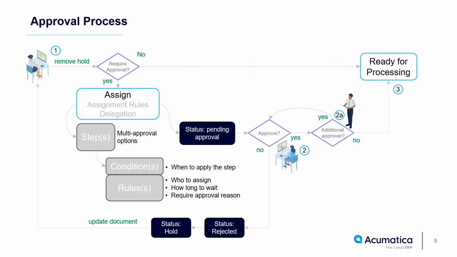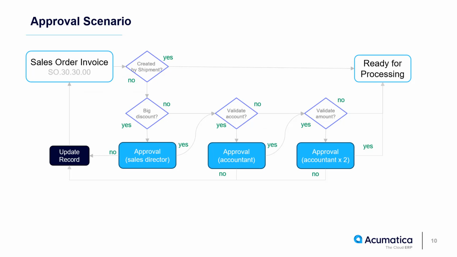Acumatica's no-code approval engine allows me to configure approval workflows using assignment rules. Rules can have multiple steps, conditions, and approvers, so you can design the workflow that meets your business needs. Users can also delegate approvals when they're on vacation. Assume I want to review and approve sales order invoices.